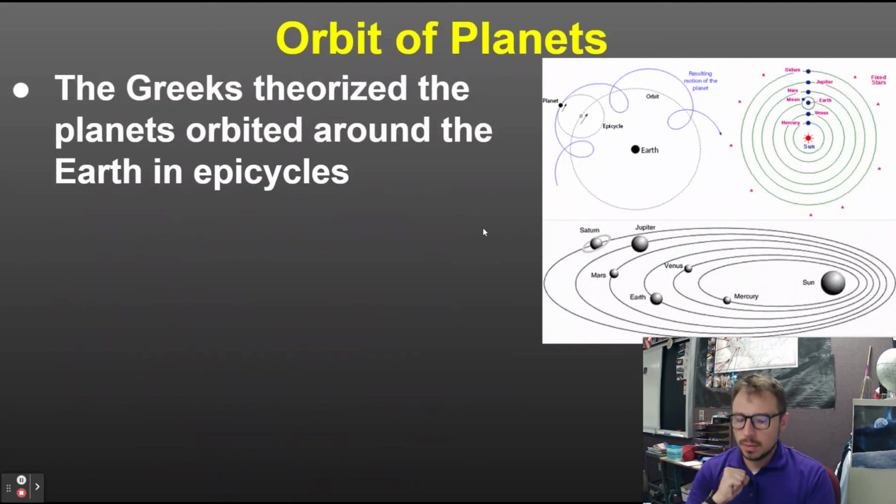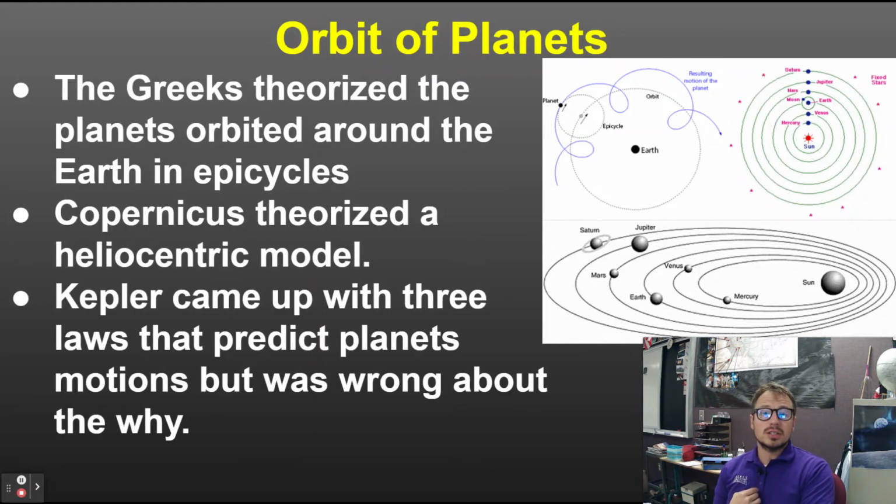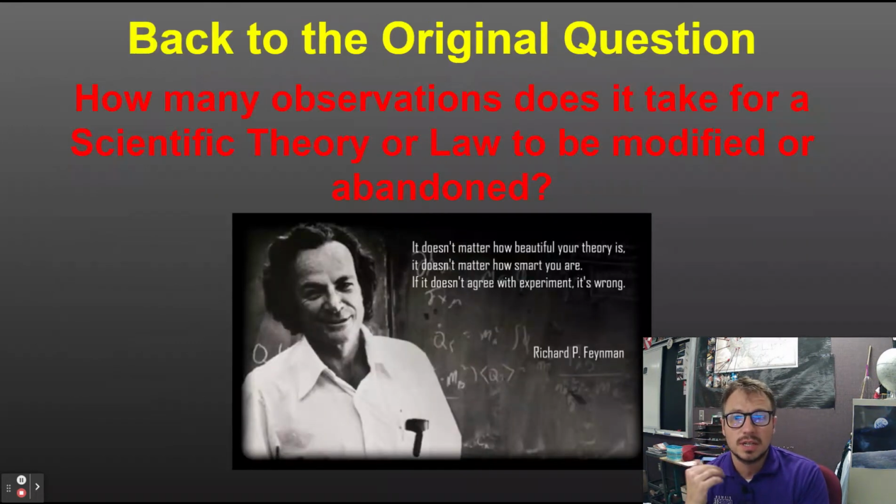So if we look at the orbit of the planets, the Greeks thought that the planets orbited around the Earth in epicycles. Copernicus theorized a heliocentric model, and Kepler came up with the three laws that predict planets' motions, but was wrong about the why. So there is a slight difference. Now, they do help each other, and there is some gray area, but the big key is that a law tries to predict what will happen as a description, but a theory is an explanation of why.